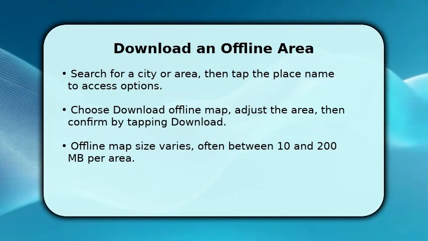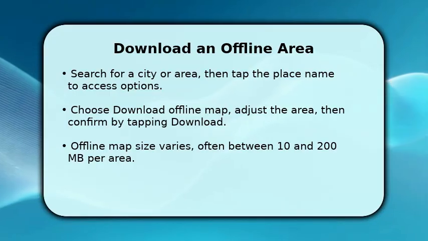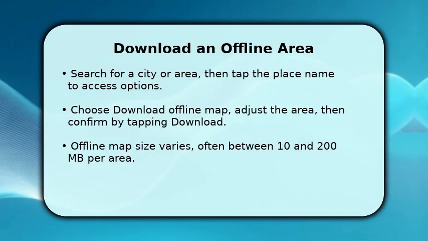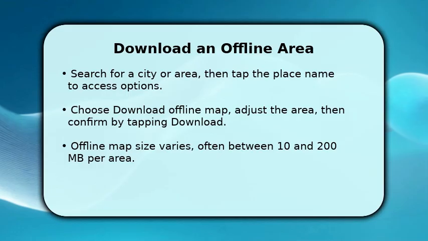First, search for a city, address, or place in Google Maps to find the region. Tap the place name or the three dots to open the menu of options. Select Download Offline Map from the menu to open the selection screen.